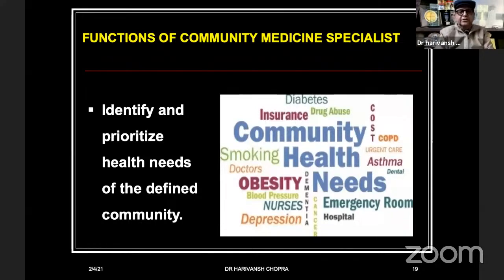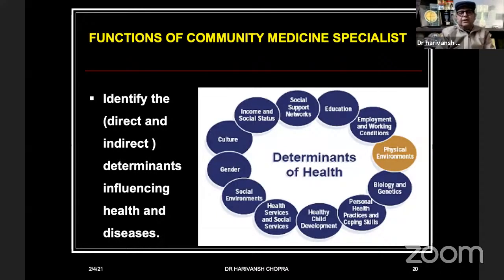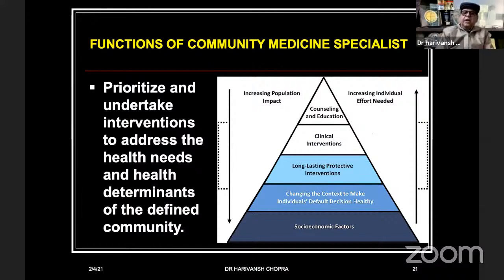They have given the various functions. Function number one is to identify and prioritize the health needs of the defined community. Again, the same thing: what are the health needs of the community? Then identify direct and indirect determinants influencing health and disease. So what are the causative factors, what are the risk factors, and what are the social factors associated with that? Then prioritize and undertake intervention to address the health needs and health determinants of the defined community. Again, you are going to take intervention, but those interventions are not possible without community participation.